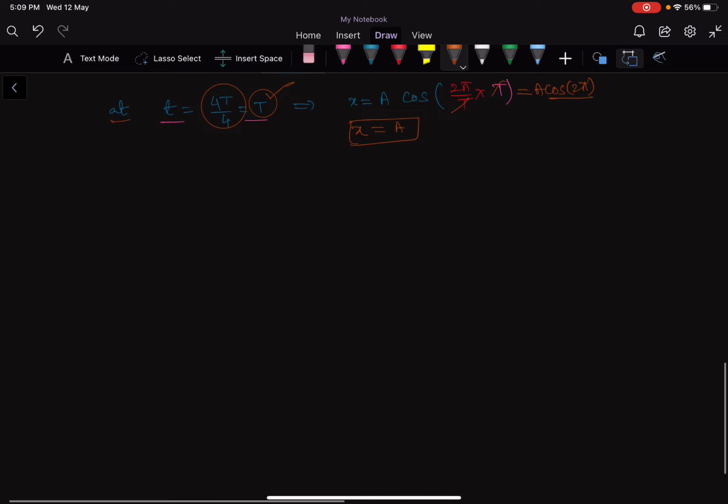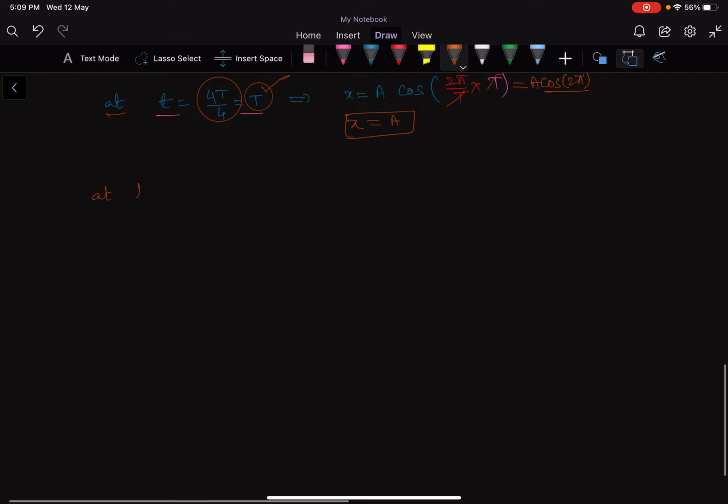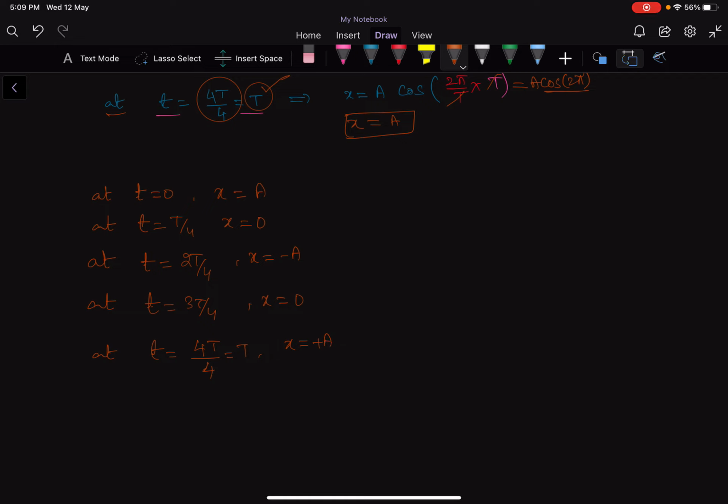I am summing up here. At t equal to 0, x equal to A. At t equal to T by 4, x equal to 0. We got these values. At t equal to 2T by 4, x equal to minus A. At t equal to 3T by 4, x equal to 0. At t equal to 4T by 4, that is simply T, x equal to plus A again.